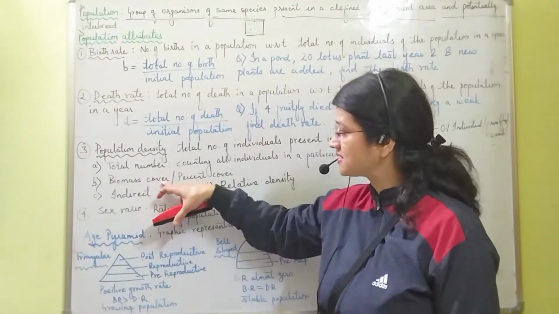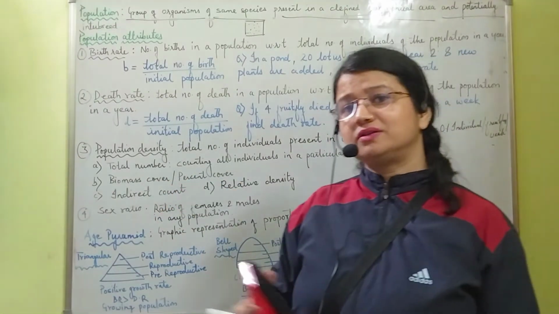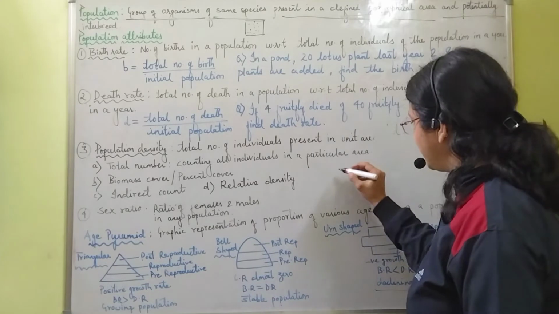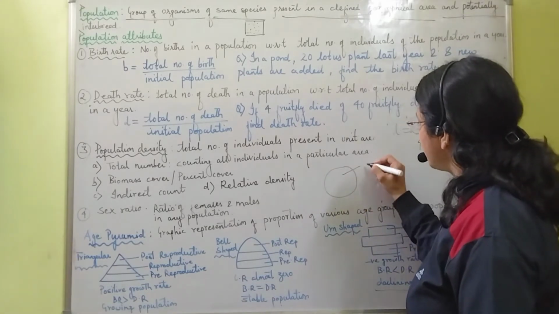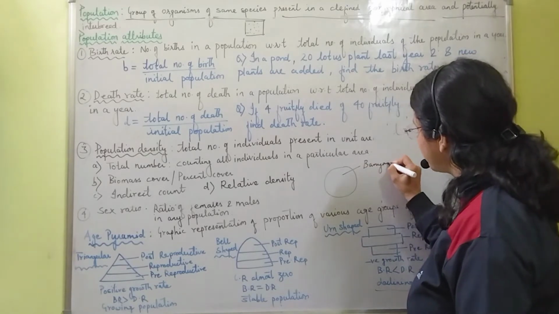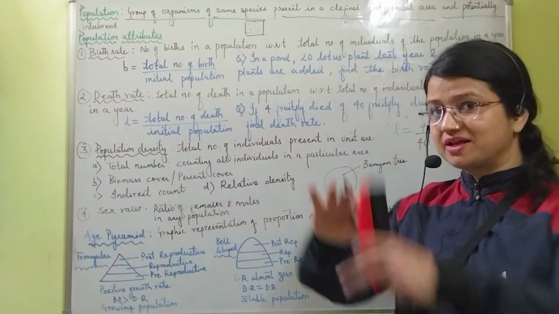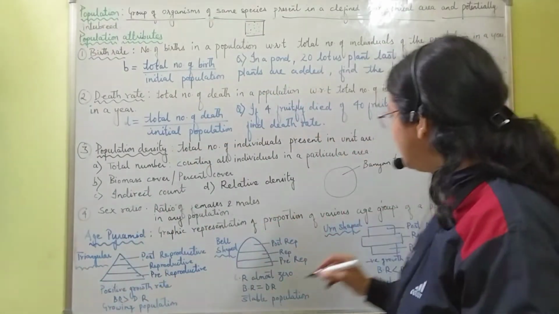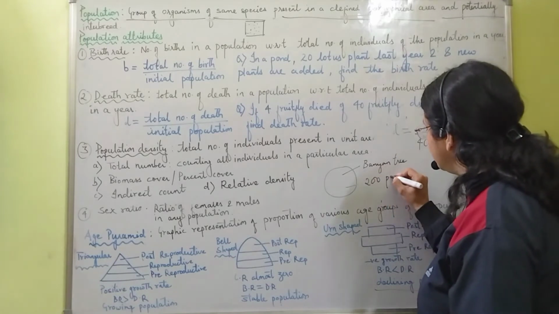Next is the biomass cover or percent cover method. Now suppose there is an area, and in this area there is a single banyan tree. This example is given in your NCERT, the banyan tree. We know that the banyan tree is very huge, and under this banyan tree there are 200 Parthenium.